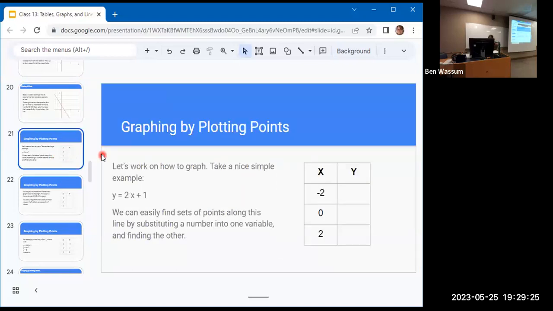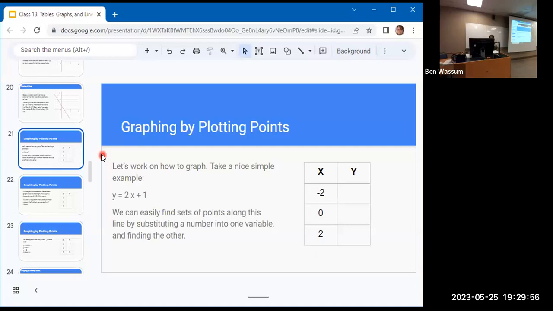So the way you graph these is by plotting points. And usually you'll be given a little XY table off to the side. A lot of times you're given the X values, a lot of times you're not. When you're just learning, it usually gives you the X values, but eventually you have to pick some out for yourself.